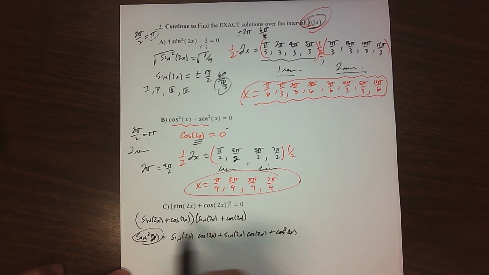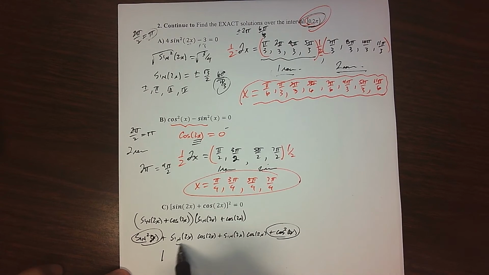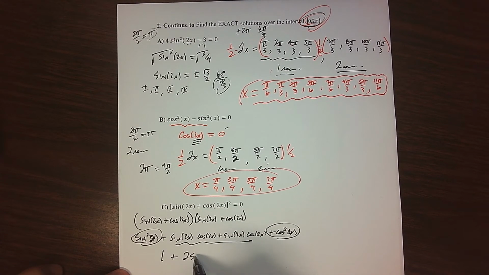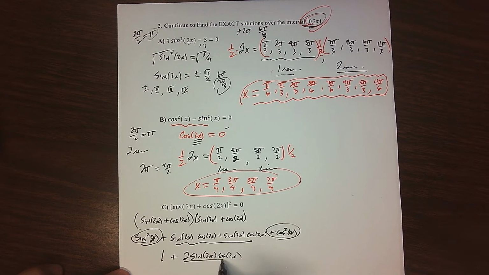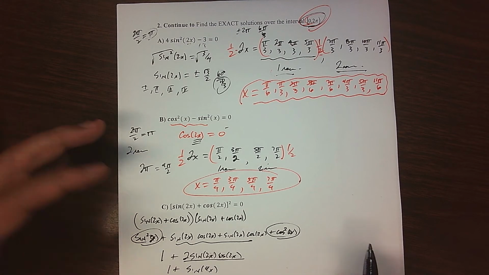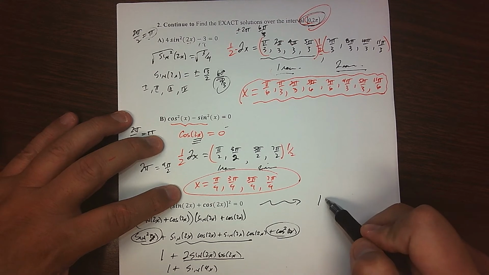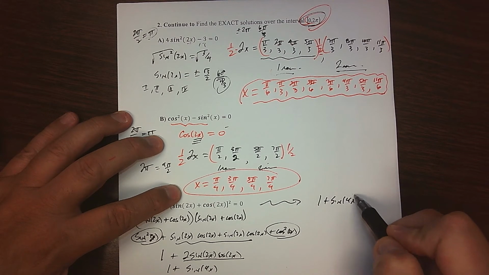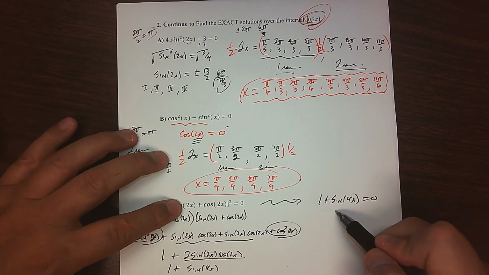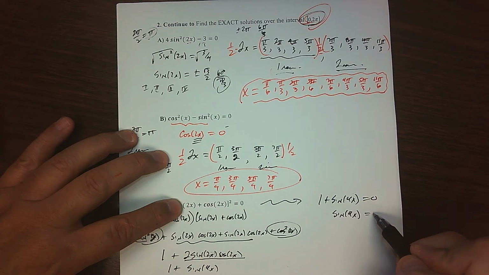So sine squared and cosine squared, that's 1. Putting those together, we have plus 2 sine 2x cosine 2x. And of course, 2 sine x cosine x, that's 1 plus sine of 4x, because that's our double angle for sine. And since I'm doubling the angle, it becomes 4x. So what that tells us then is that 1 plus the sine of 4x equals 0. So moving some things around, we have sine of 4x equals -1.